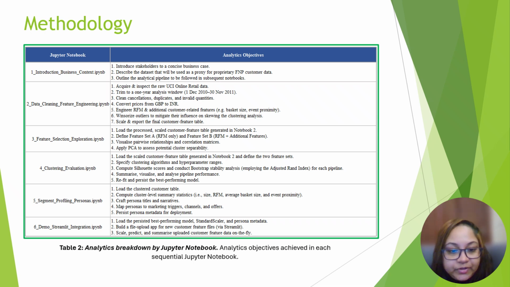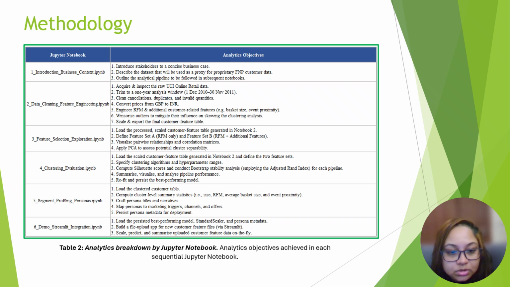Regarding segment profiling and persona generation, the clustered customer table was loaded and the cluster level summary statistics, such as averages and means by size, RFM, basket size, and event proximity, were computed. Then, corresponding to these cluster level summary statistics, persona titles and narratives were generated for the clusters. The personas are then also mapped to marketing triggers, channels, as well as offers. And the persona metadata was persisted for deployment.